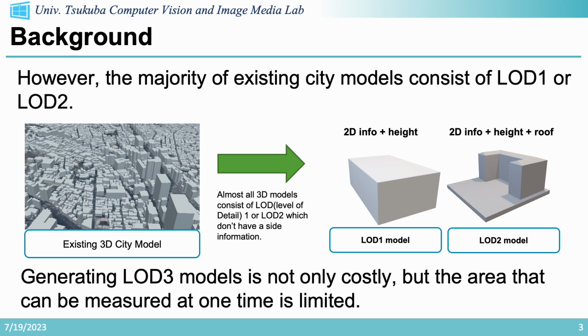However, the majority of existing city model consists of LOD1 and 2, and there is a demand for city model with more detailed representation such as LOD3. Although there are existing methods to generate LOD3 models, such as using onboard LiDAR, these kind of methods are not easy to use because they're not only expensive but also the area that can be covered by a single measurement is limited.